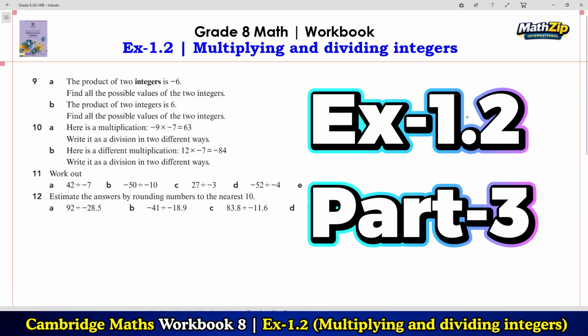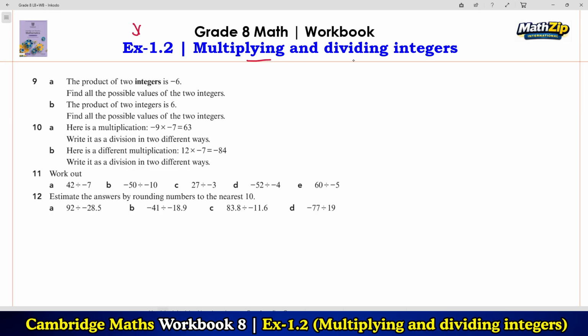Question 9 of exercise 1.2, multiplying and dividing integers. 9a. The product of two integers is -6. Find all the possible values of the two integers. So integer means no decimal. It's a whole number, can be plus, can be minus.